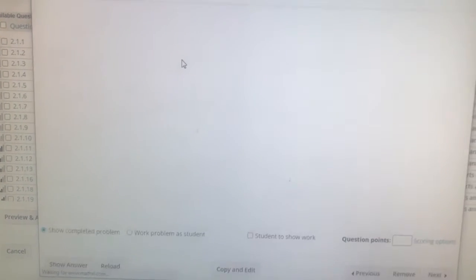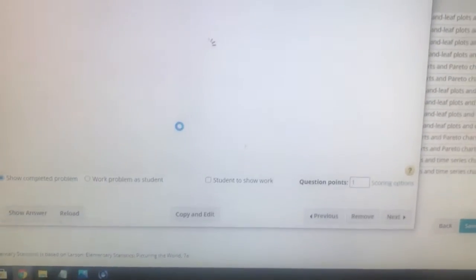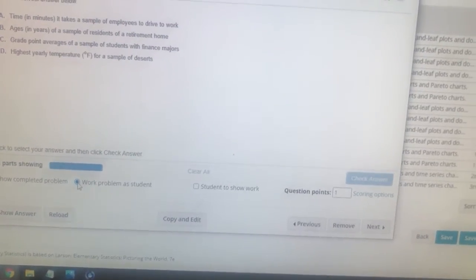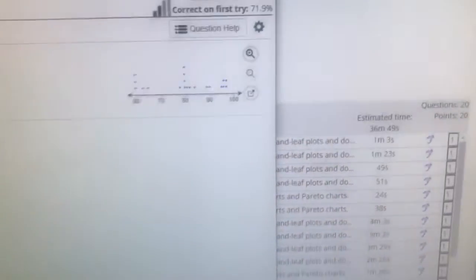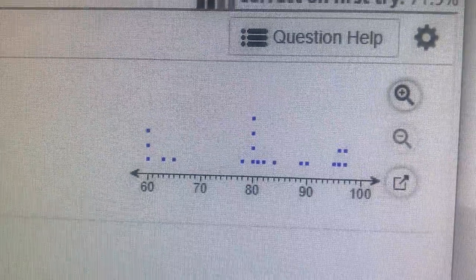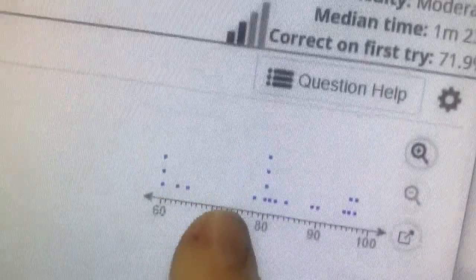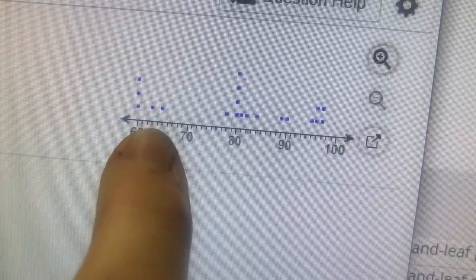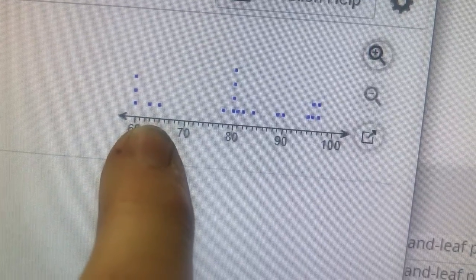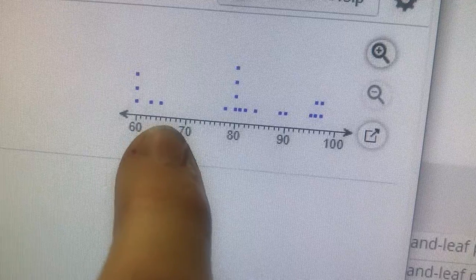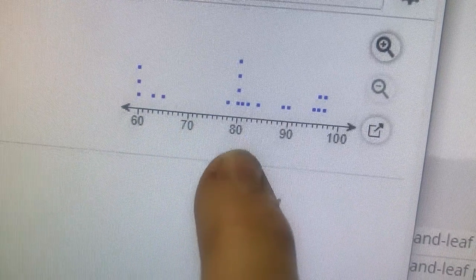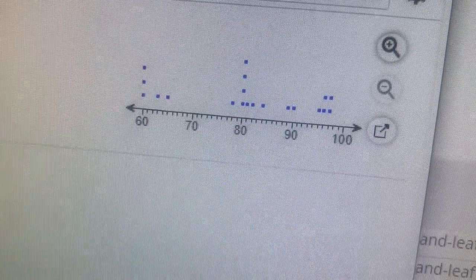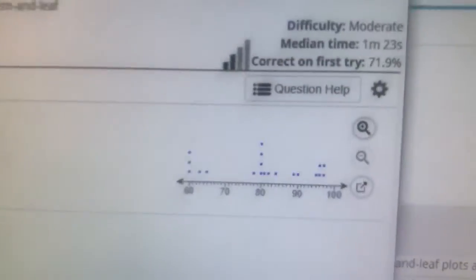Here's another one. All right, on this one here, we're working with a dot plot. Okay, let's look at our dot plot here. You see the dots. And so what this means is at 60 right here, it looks like there's 3 of those. And then this is, what is it, 64? There's one at 64, there's one at 66, and you can see the most looks like it's at 80. There's 4 at 80 right there. This is what you call a dot plot.